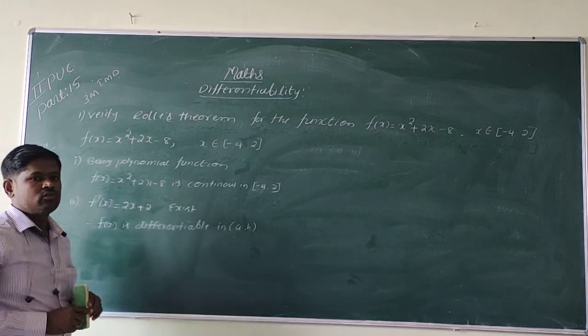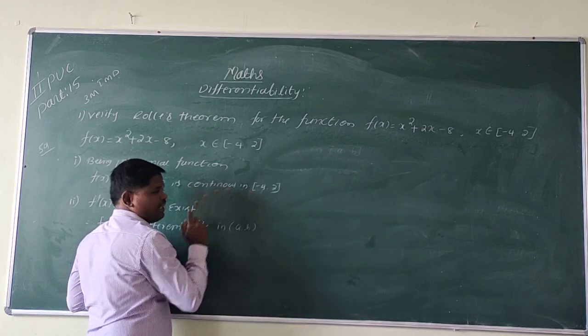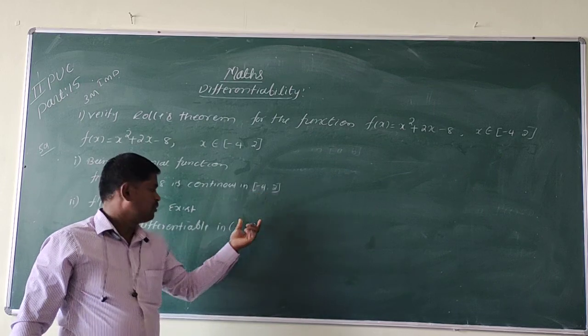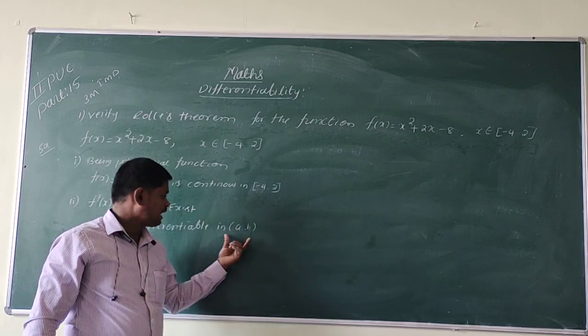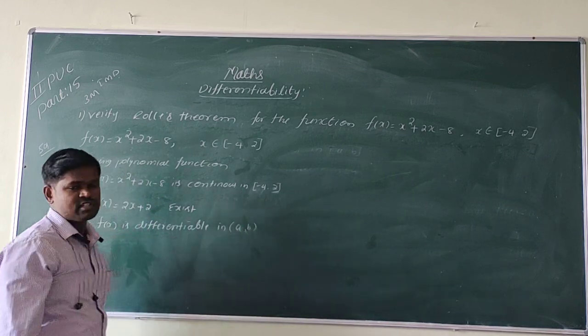Don't make a mistake here. It is continuous in the closed interval [-4, 2], but here the bracket should be open. It is the open interval (a, b). So differentiable in the interval, as per the definition you already saw.